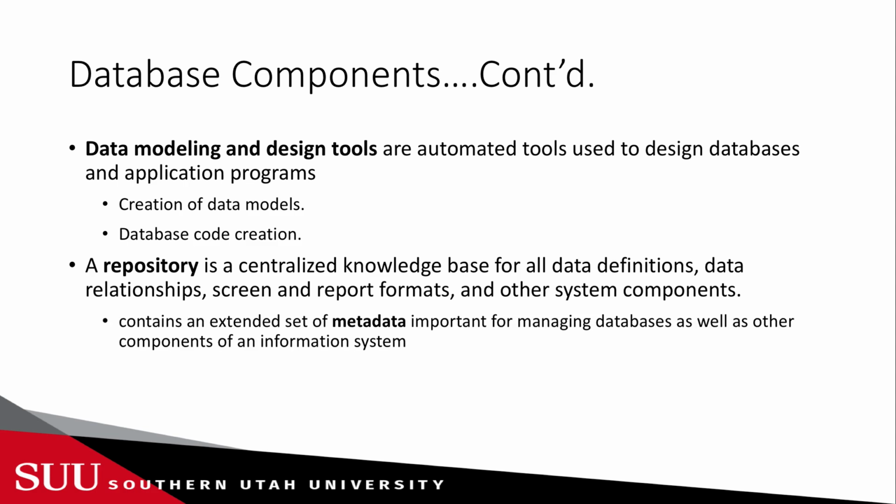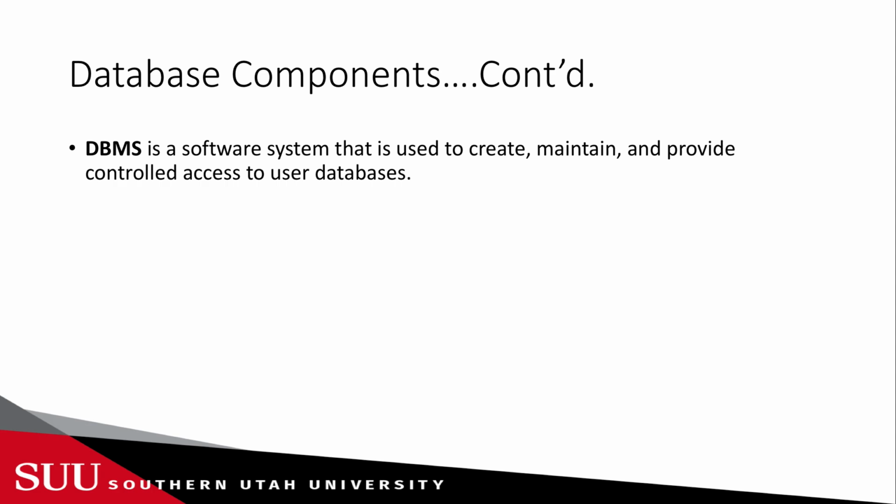So it's going to contain an extended set of metadata that is important for managing databases, and it will also contain other components of an information system, but the repository will not include the actual data. The actual data is going to be included in the database. So the main difference between a repository and a database, a repository contains the metadata while the database contains the actual data. We will also have the DBMS, which is the software system that is used to create, maintain, and provide controlled access to the user for the database.